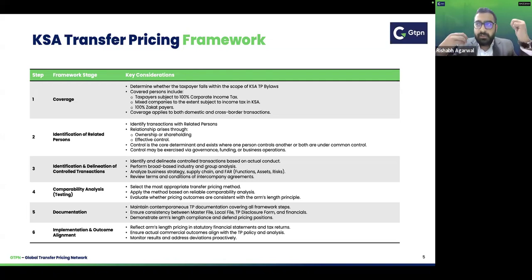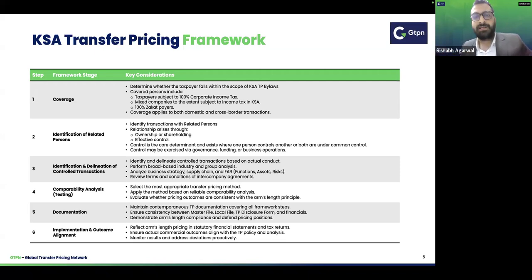With respect to transactions, the next question is, I have only domestic transactions or I have domestic and cross-border related party transactions. So again, there is a dot over it that yes, both the transactions are covered, whether it is a domestic related party or a cross-border related party transaction. Then what comes next is how do I identify who is the related party?